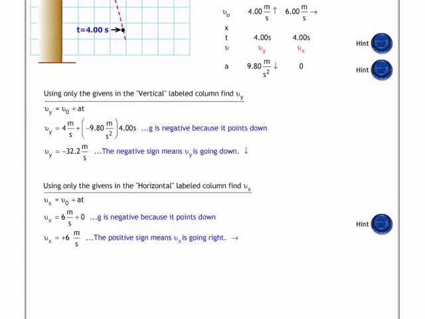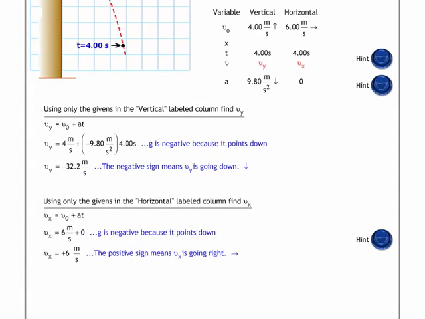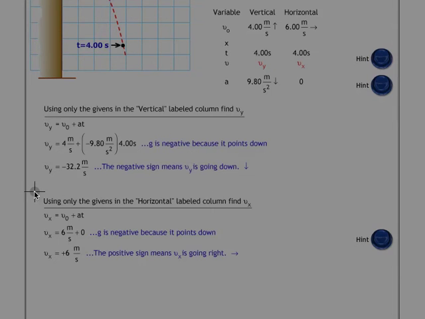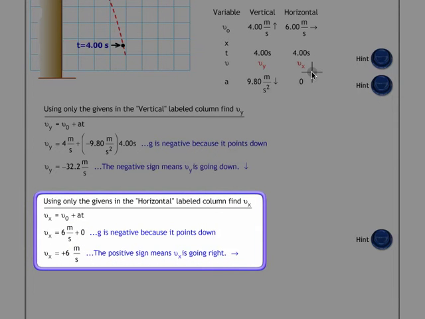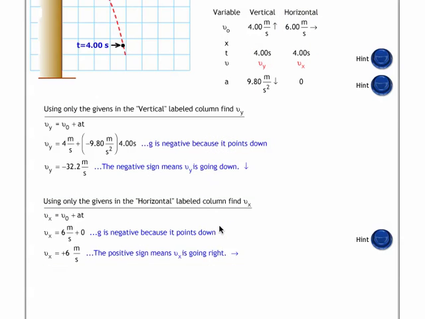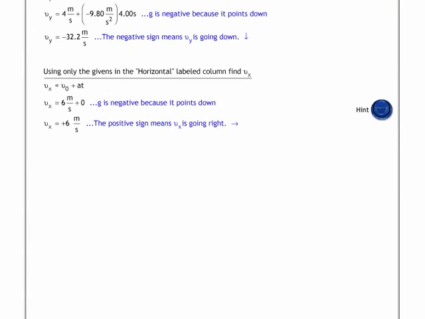I'm going to scroll down the page a little bit. Now, if I look at the other variables over here, these are the horizontal variables right there. And again, I'm only using the variables in the horizontal column. Don't grab them from the other column. When I use this, acceleration is equal to 0, so that tells me that the final velocity is equal to 6. Because acceleration is a change in velocity, there's no change. So that's easy enough to figure out. Alright, at this point I've got the horizontal and the vertical velocity. Now let's continue on.